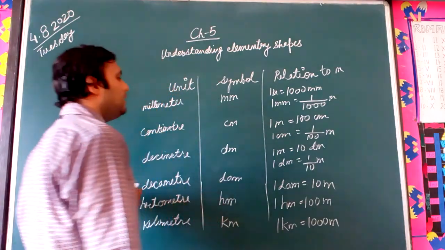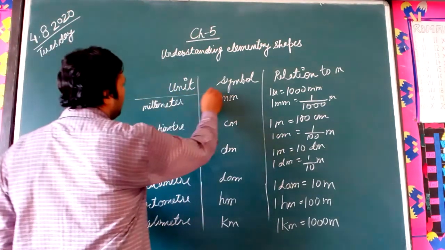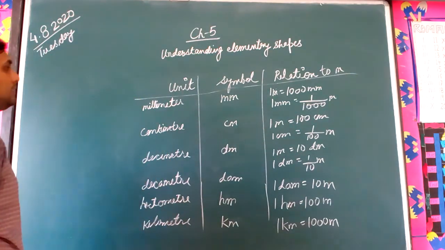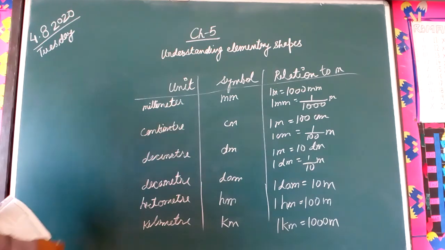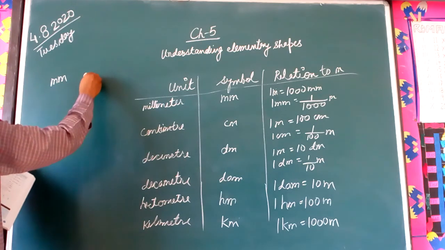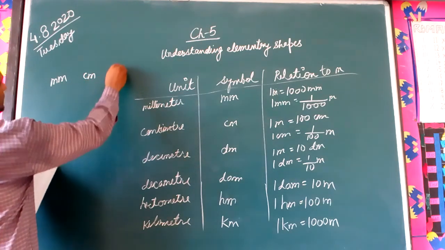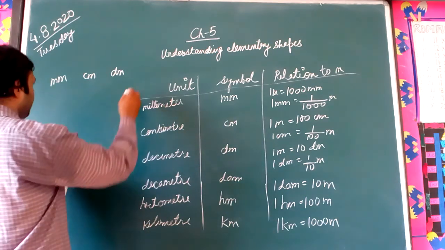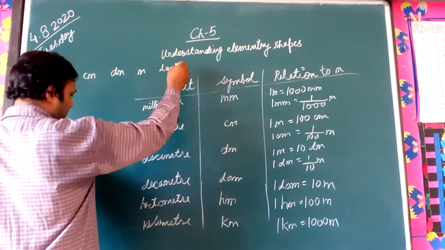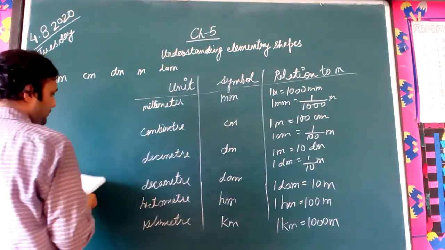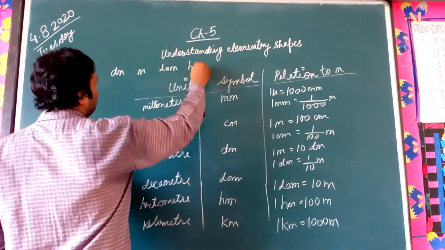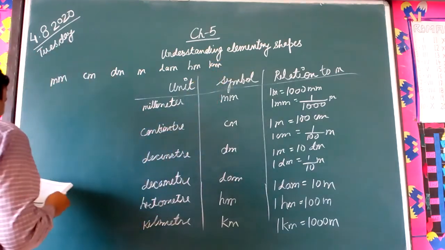So in this way we can find out the relation between any of these units. The most important thing: this is millimeter, this is centimeter, this is decimeter, this is meter, decameter, hectometer and kilometer.